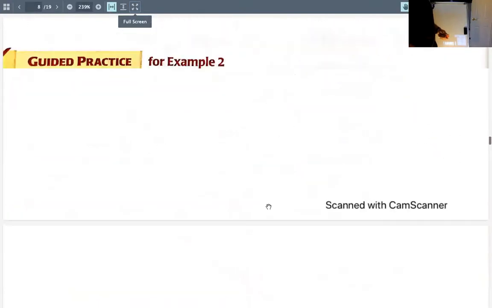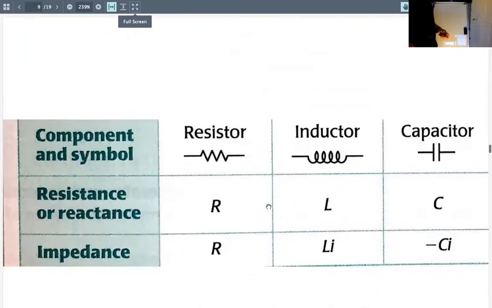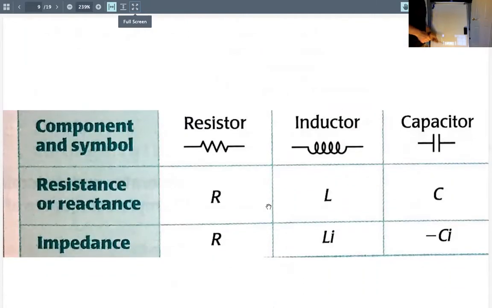Those are the ones we already did. Okay, so this one, I really bumbled this up. I did not get a picture of all the problem, so I'm going to have to write it. Ooh, the resistor, the inductor, and the capacitor.